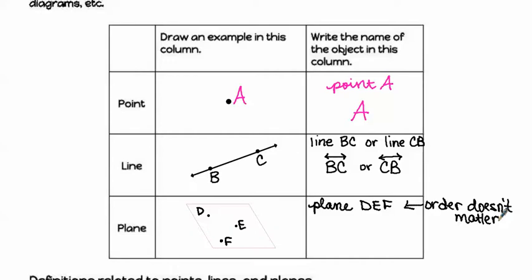Now the other way that we can name a plane is that sometimes in one of the corners of the plane, and it doesn't necessarily matter which corner, you'll see a cursive-y letter written up here.